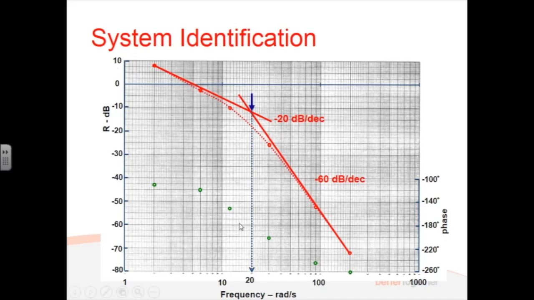Okay, so there's my corner frequency, 20 radians per second for my second order lag. The other way to figure out zeta is to look at the difference between the real data and the idealized straight lines. In this case that's got 6 decibels of difference. That's critically damped. If it's less than 6, it's underdamped. If it's more than 6, it's overdamped.